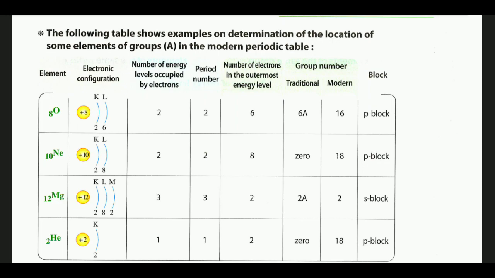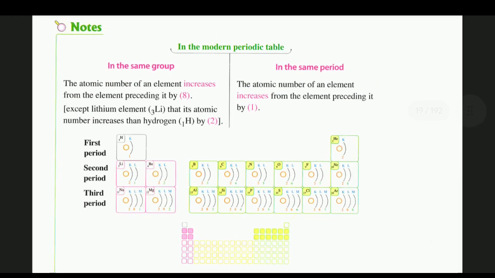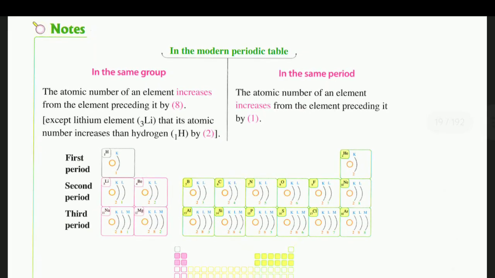In the modern periodic table, in the same group, the atomic number of an element increases from the element preceding it by 8, except the helium element He2, whose atomic number increases than hydrogen H1 by 1. And in the same period, the atomic number of an element increases from the element preceding it by 1.